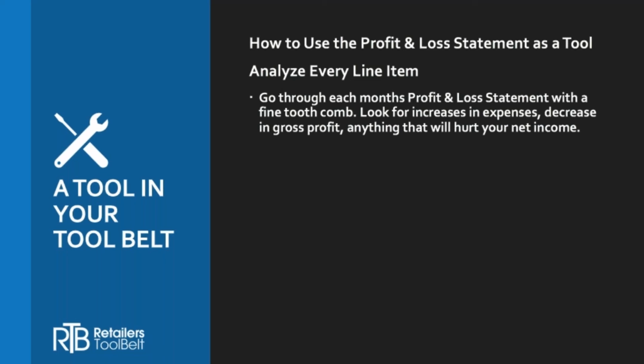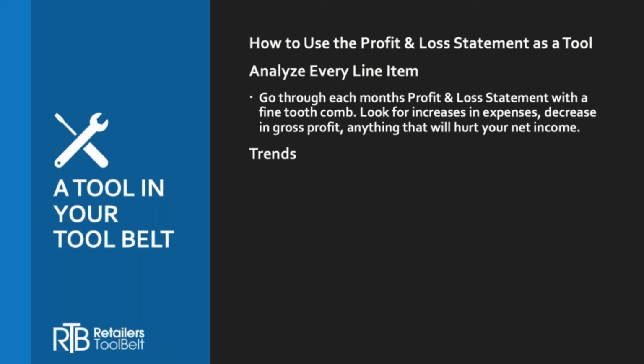And while that's an important number to look at, you really need to analyze every line item on your P&L. You need to go through it with a fine-tooth comb. You need to look for any increases in expenses, any decreases in gross profit, basically anything that's going to hurt your net income. You need to be able to analyze that.